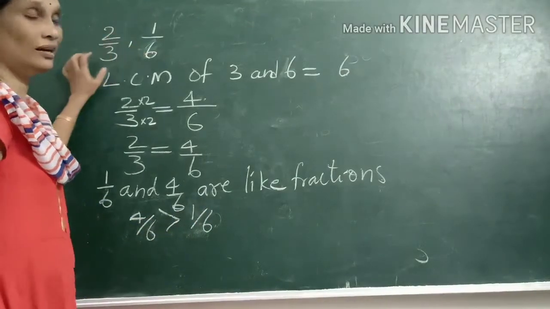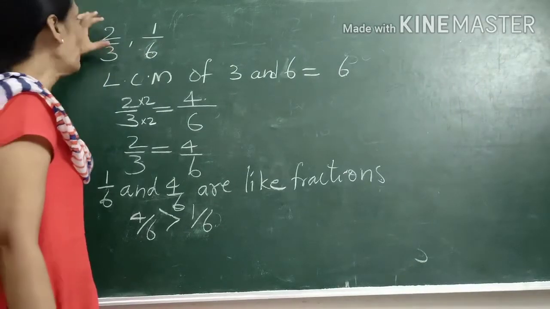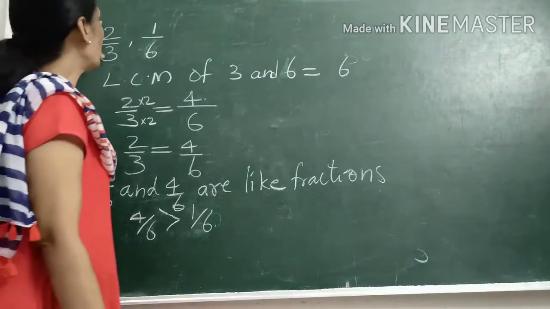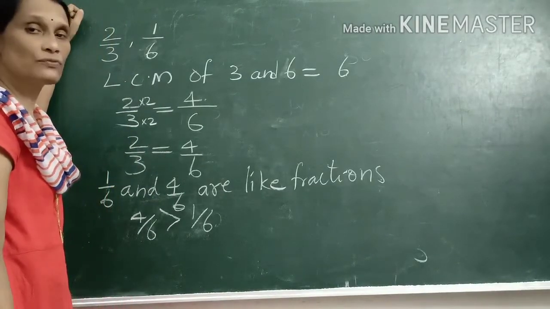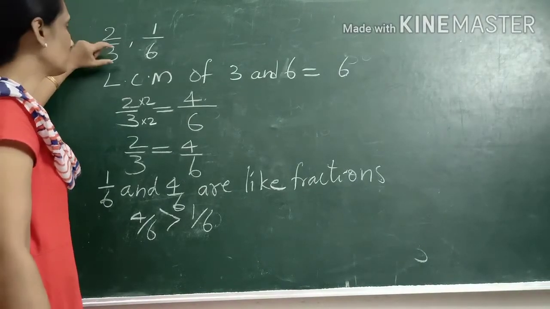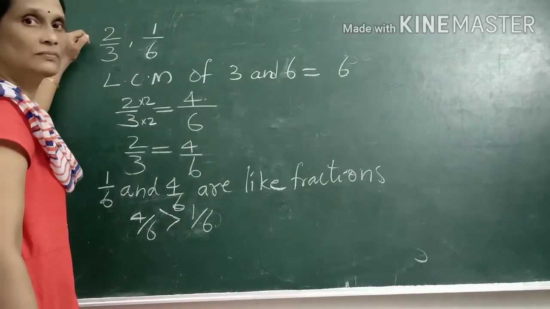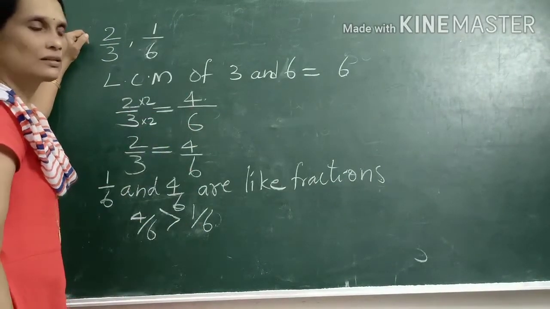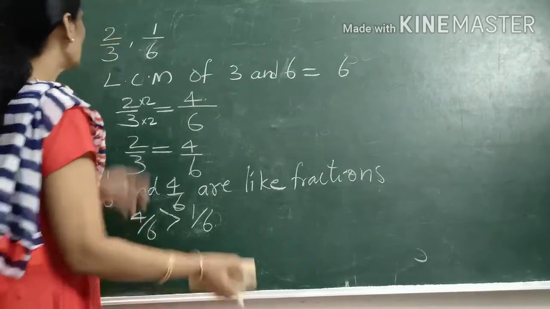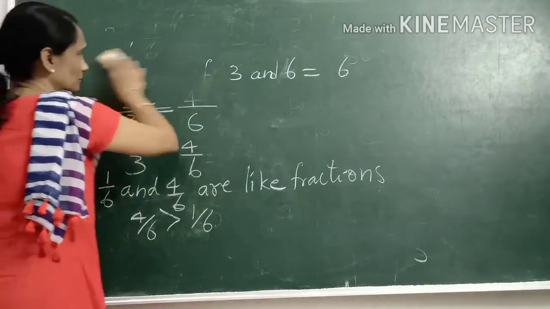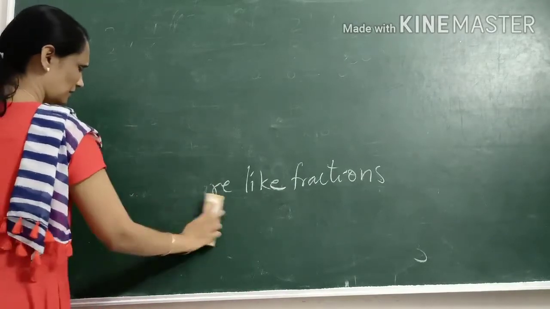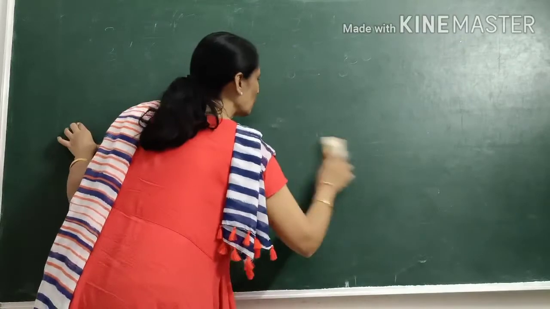So to compare two unlike fractions, first of all, you have to make the denominator same. After making the denominator same, it will become like fractions. Then you can compare it easily. Got it? And also, if two fractions are given, you can say whether they are equal or not by changing them into their lowest terms.